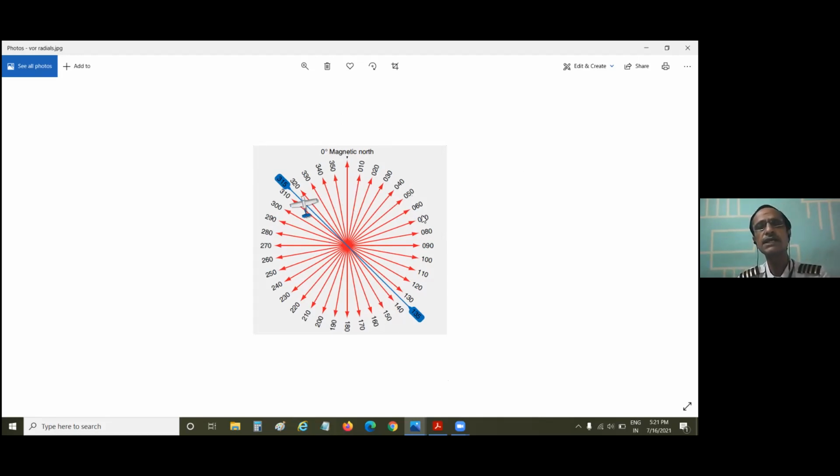This range can be increased or decreased as per our power of transmission. We can increase or decrease our power of transmission for the range required. But normally, VOR can sometimes be high power. VOR is basically divided into three categories: low power VOR stations, medium power VOR stations, and high powered VOR stations. Actually, low power VOR stations are not used for navigation.